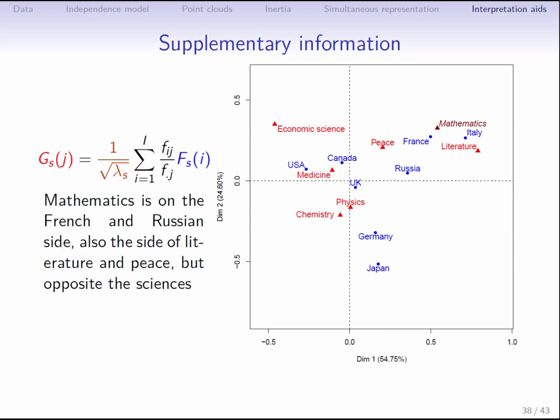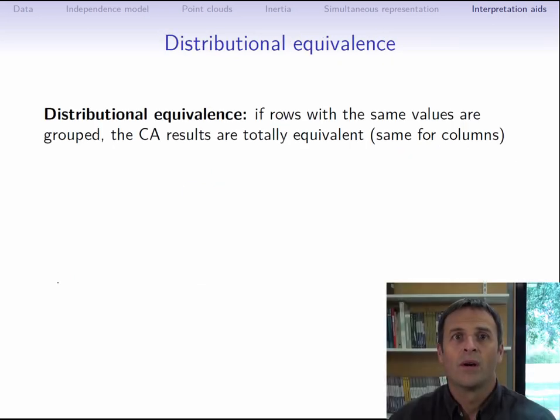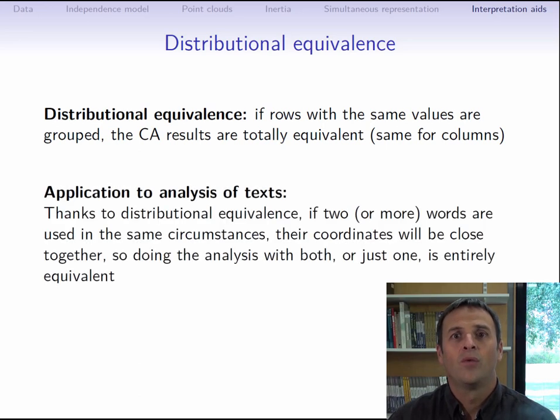mathematical heritage. Now let's move on to talk about a remarkable property of correspondence analysis. It's called distributional equivalence. As we will see, it's extremely useful when analyzing textual data. If two rows or two columns have exactly the same profile, we may ask the question, is it useful to group them together as one?